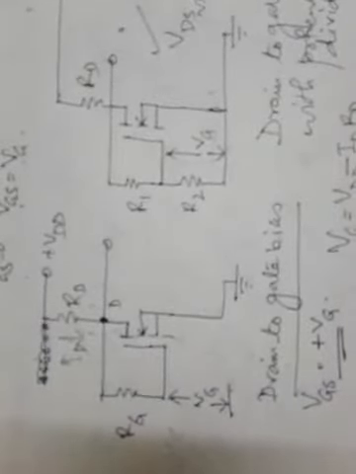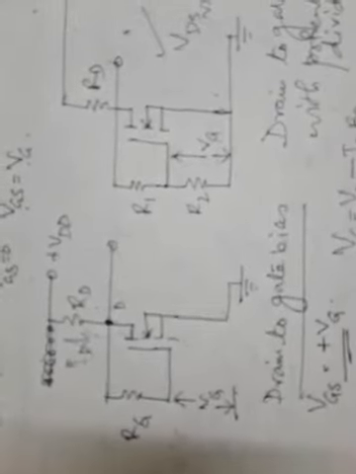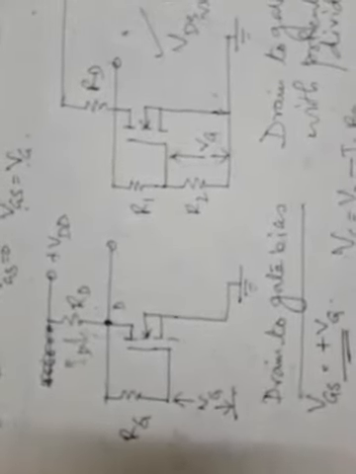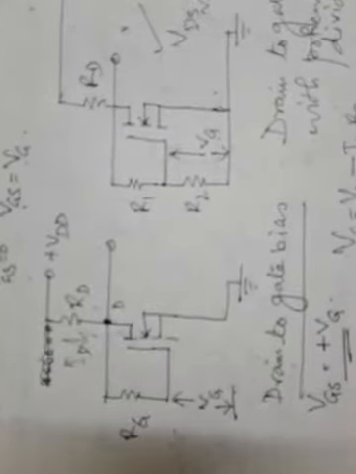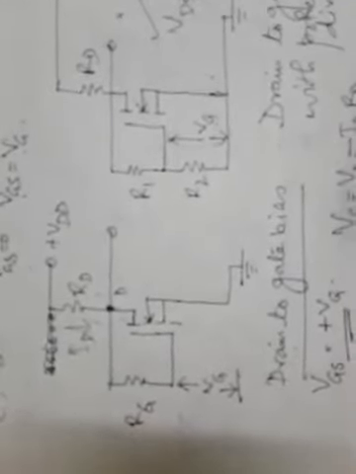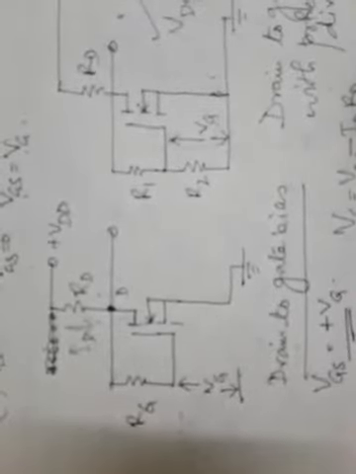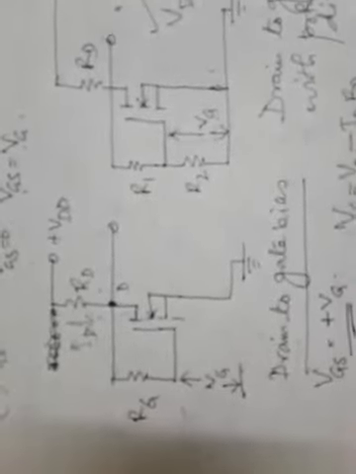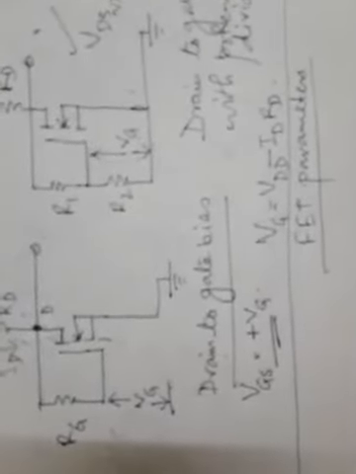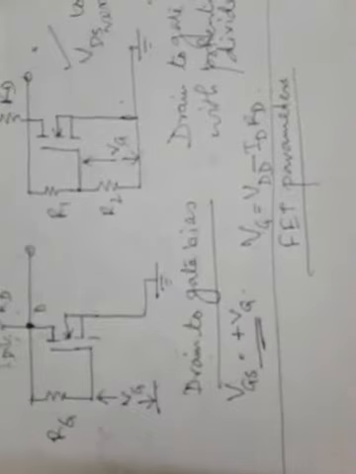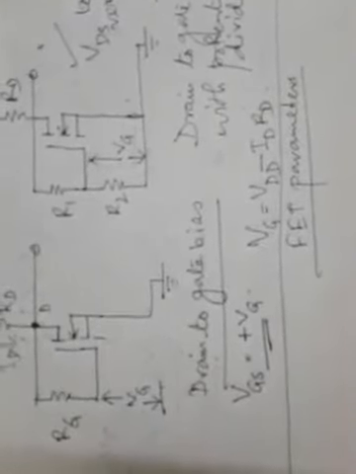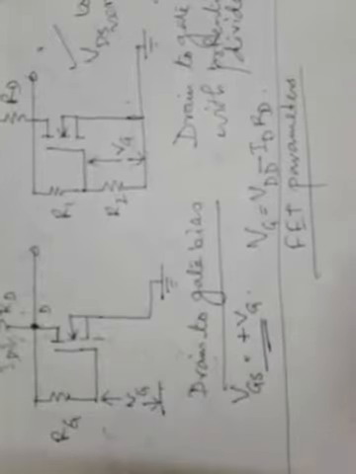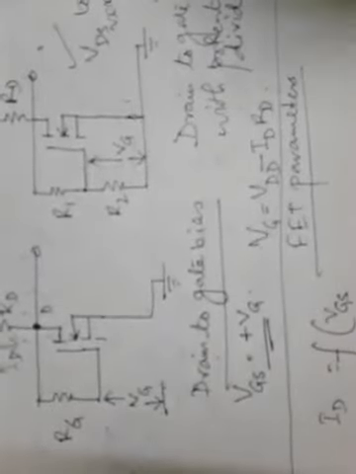So this much we needed to discuss for FET biasing. Next we will be discussing the FET parameters. In the field effect transistor family of devices, the drain current ID is a function of gate to source voltage VGS and drain to source voltage VDS.